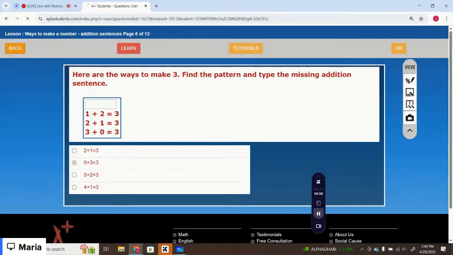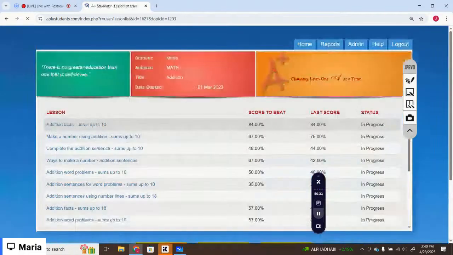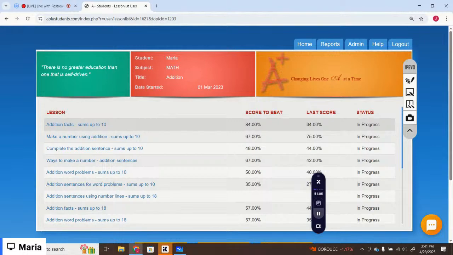So we were working on grade 1 math. The chapter we were working on is addition. The lessons we have covered today are addition fact sums to 10, make a number using addition sums up to 10, complete the addition sentence in sums up to 10, ways to make a number addition sentences. So please make sure before the next session you complete all the practice questions for the lessons we just did. That is your homework until the next session.